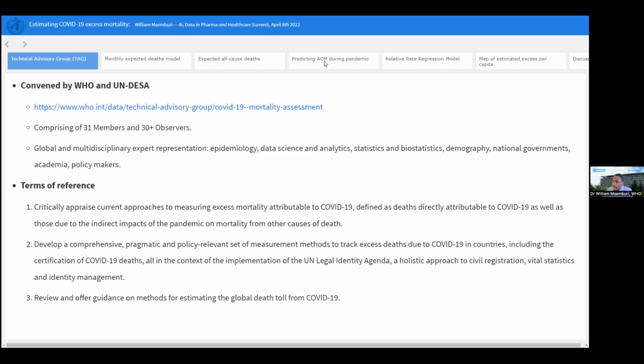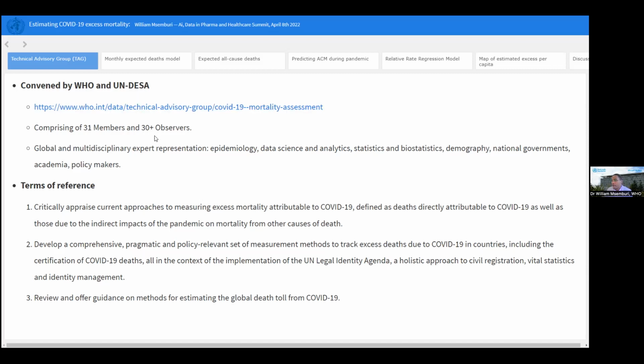So we have experts in epi, data science, analytics, statistics, biostatistics, demography, and we also have representatives from national governments, academia, and some policy makers. And as I said, the purpose of this TAG is to appraise the current approaches to measuring excess mortality, and then to develop a comprehensive and pragmatic set of measurement methods that we can use to track excess even in countries that do not have data, and also to provide guidance to countries for estimating the global toll.